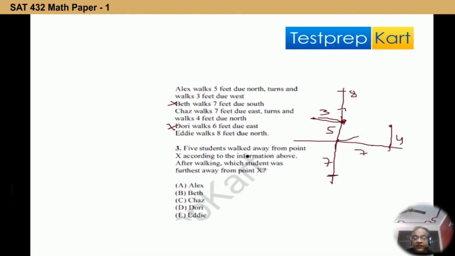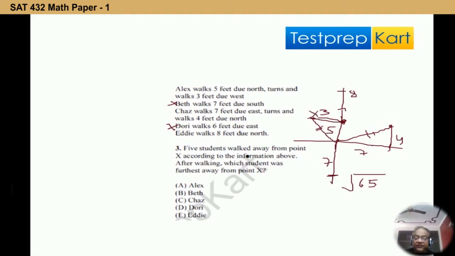So let's see this distance. By using Pythagoras theorem, we can find this length, and also by using Pythagoras theorem, we can find this length. So what will be this length? This length will be square root of 49 plus 16, 7 square plus 16. That will give you 65. Right? And then similarly here it will be 25 plus 9, root 34.